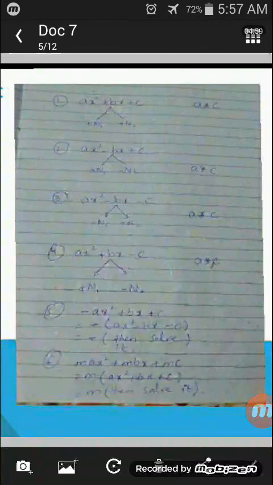Ax square plus bx plus c. A is the coefficient of x square, b is the coefficient of x, and c is constant. And you remember it that b will be split into two numbers, n1 and n2. n1 and n2 will be any numbers, whatever the numbers are. First you multiply c into a. The result will be a into c, and b will be split into two numbers.